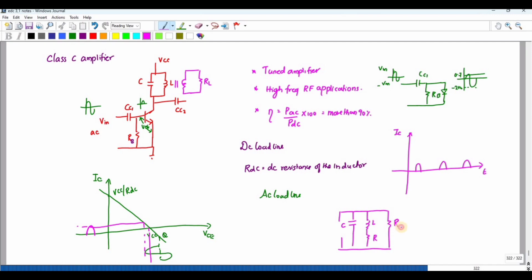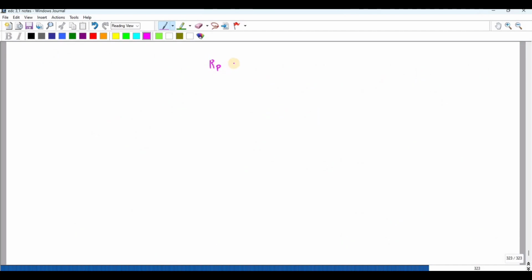And I have a load resistance of RL. So I can replace the circuit as C, and this is L followed by resistance RP, followed by RL. Whereas the value of RP is Q into XL, where Q is the quality factor, which is nothing but resonant frequency divided by bandwidth.